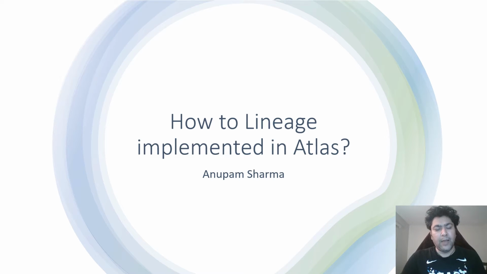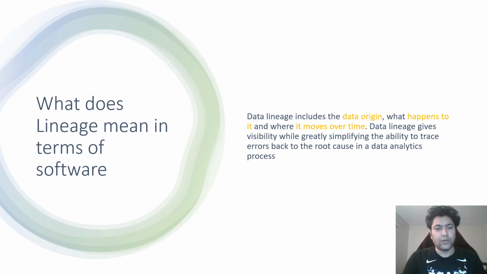Hello friends, I am back and as discussed last time, we'll be discussing in this video how we can implement lineage using Atlas going forward. So let's do a little bit of revision. What does lineage mean in terms of software? It is about where the data originated, what's happening to the data, and where it is moving over time. Trying to cover these three aspects of data is understanding the lineage data.